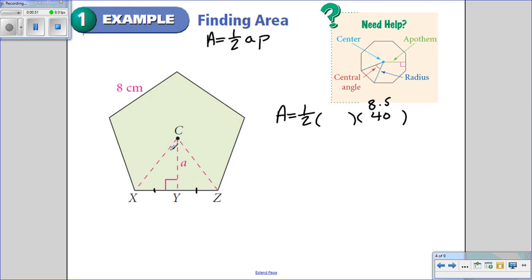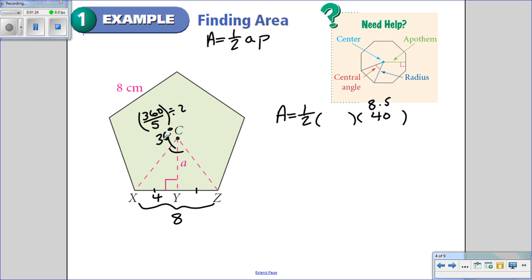Okay, now first thing I'm going to do is I'm going to use one of these right triangles over here. I'm going to use this triangle CYX. First thing I'm going to do is find that angle right there, which is 360 divided by the number of sides and then divided by 2. And to do that, you get 36 degrees. This side XZ is 8, just like every other side. So that means the bottom of this triangle XY is half of 8, which is 4.